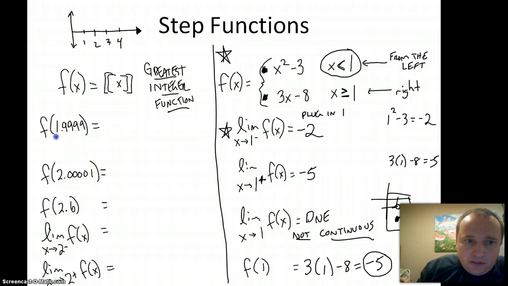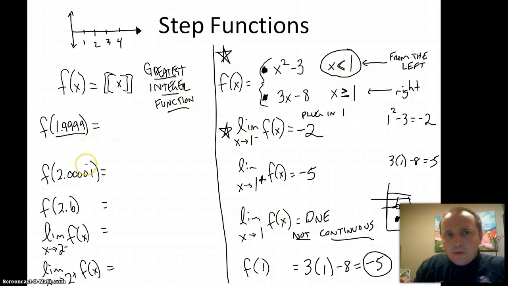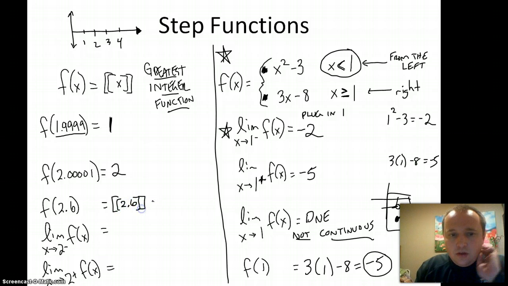Let's do this first one. Now, 1.9999. The greatest integer in that number is 1. Has it reached 2 yet? No. So I would say my greatest integer is 1. How about the next guy? F of 2.0001. Well, my greatest integer is 2 because I am at 2. And so 2.6 would be the greatest integer. So the way you'd write this is the greatest integer of 2.6. Well, what's the greatest integer involved with 2.6? 2.